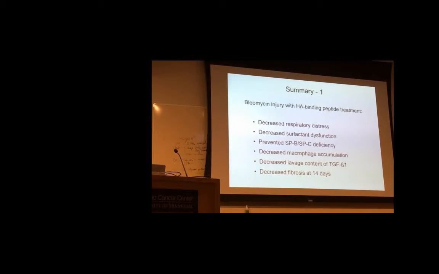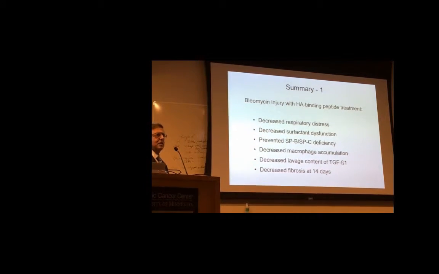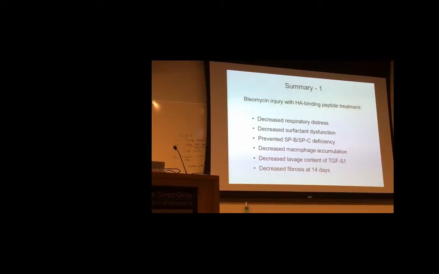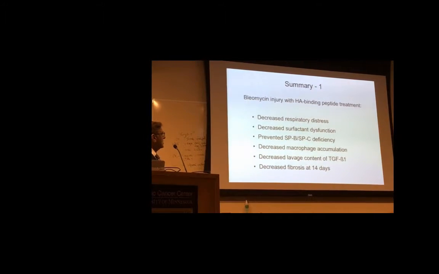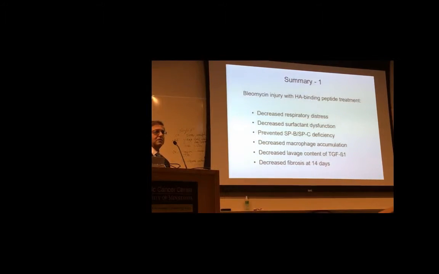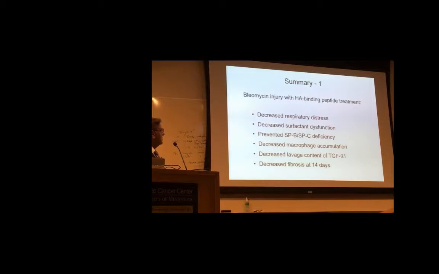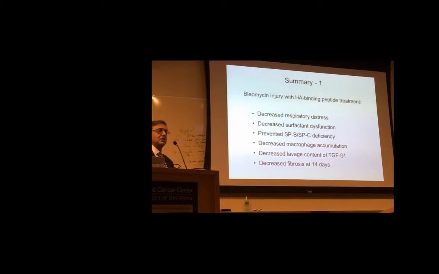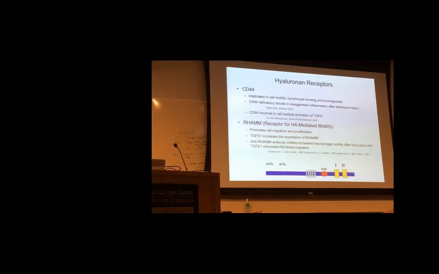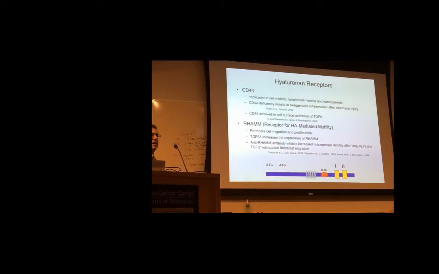So the first summary for the piece that I've told you so far is that bleomycin injury with this HA binding peptide strategy decreases respiratory distress, decreased surfactant dysfunction, prevented SPB and C deficiency, decreased macrophage accumulation, decreased lavage content of active TGF-beta, and also decreased fibrosis at 14 days. So we think it's a pretty important finding. So how does this all happen?